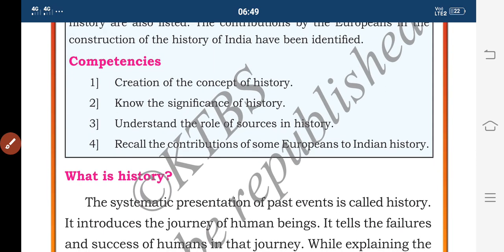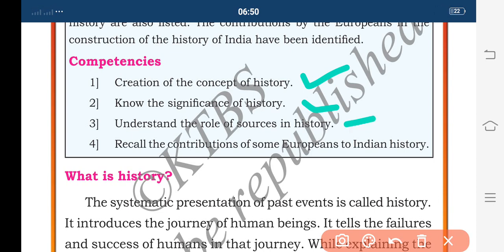Totally, whichever competencies there are in the introduction to history: First, creation of the concept of history. Second, know the significance of history. Third, understand the role of sources in history. Fourth, recall the contributions of some Europeans to Indian history.